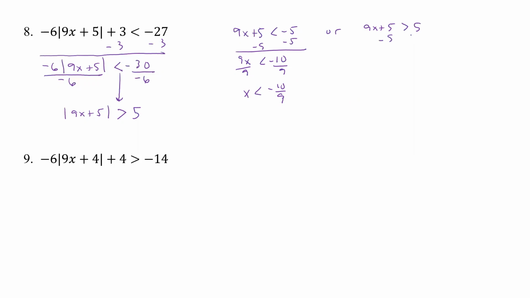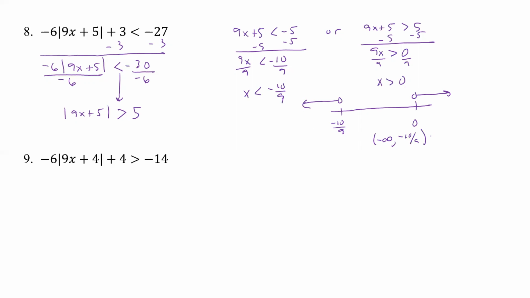So now we do minus 5 here, minus 5 here. So 9x is greater than, well, that's going to be 0. So divide by 9, and so x is going to be greater than 0. So we have our negative 10 ninths here. We have our 0 here. We have an open circle going that way. And here we have an open circle going that way. And so it's going to go from negative infinity to negative 10 ninths, parenthesis, union, 0 to positive infinity. Okay? And so that's how that one's going to work.